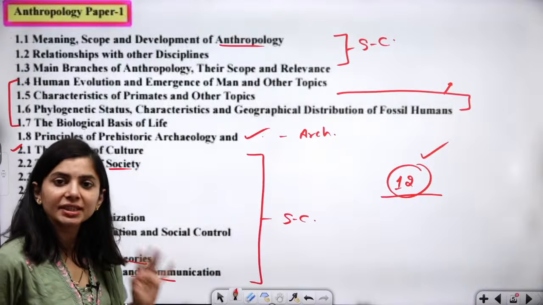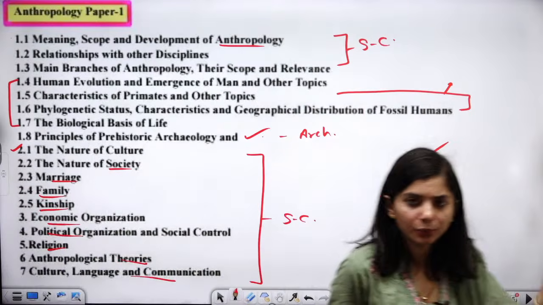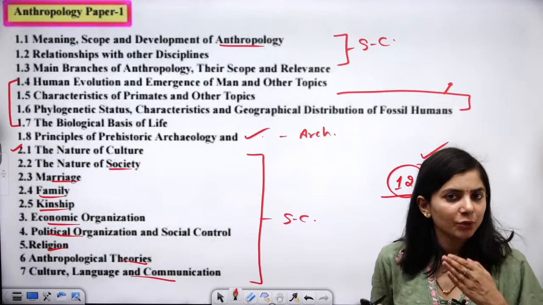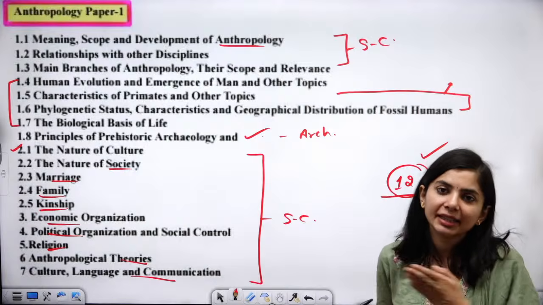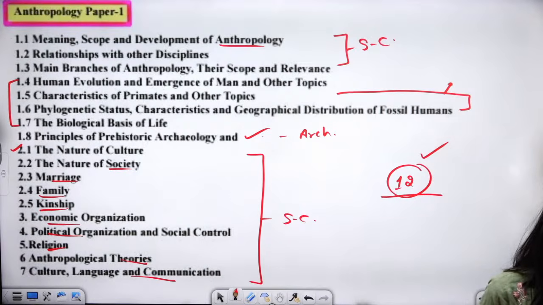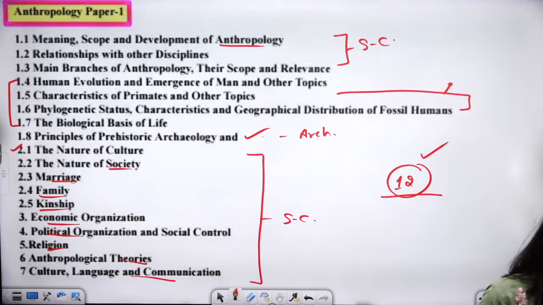So this is what you can understand. In paper 1 there are 12 units, and out of the 12 units, unit 2 to unit 8 are for the social culture anthropology, and unit 9 to unit 12 are part of your physical anthropology. Hope you are able to understand it. Hanji, having any doubt related to paper 1?